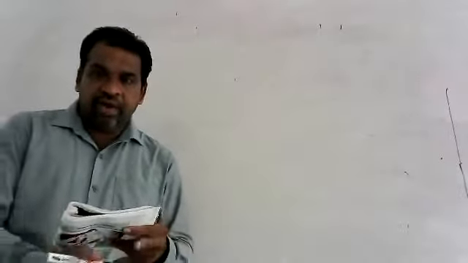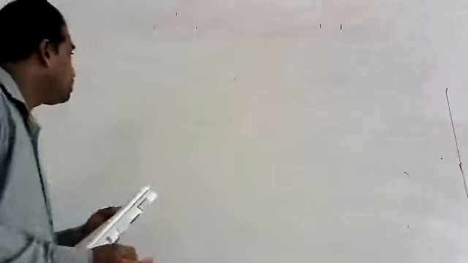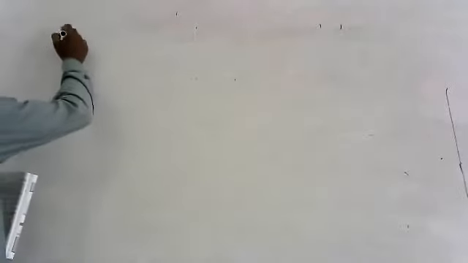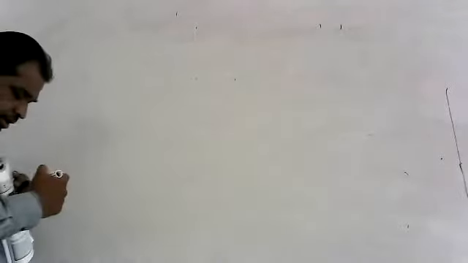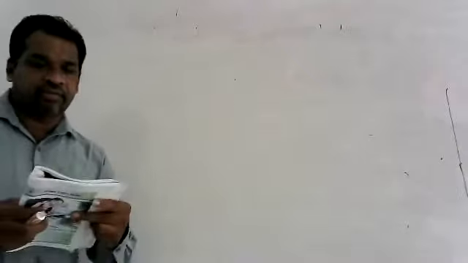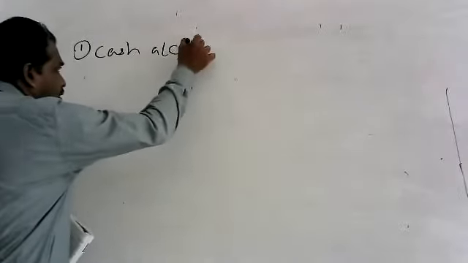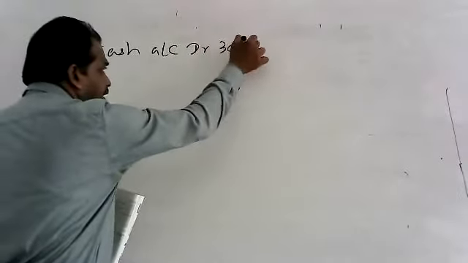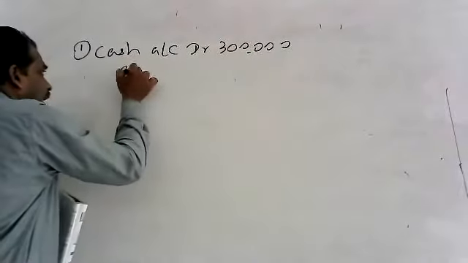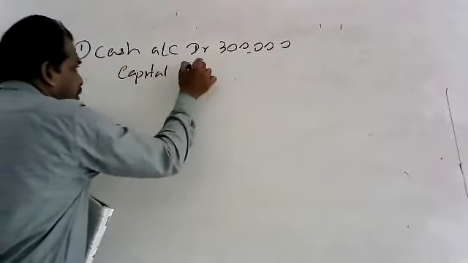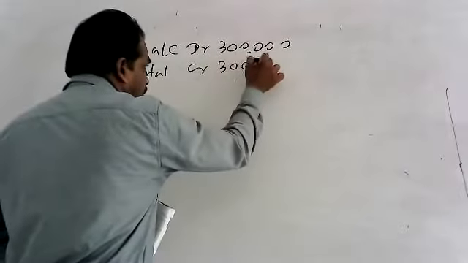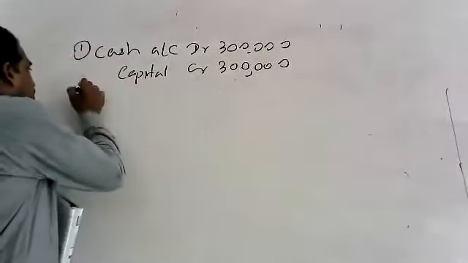Then January 1st, introduced capital 300,000. You can write the double entry: debit to cash and credit to capital account. Cash asset increases, therefore cash account DR 300,000, and as capital increases, we credit to capital account 300,000.